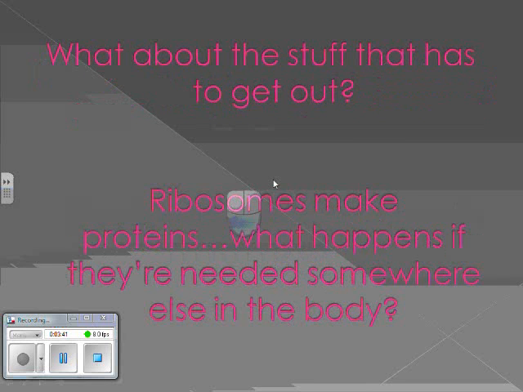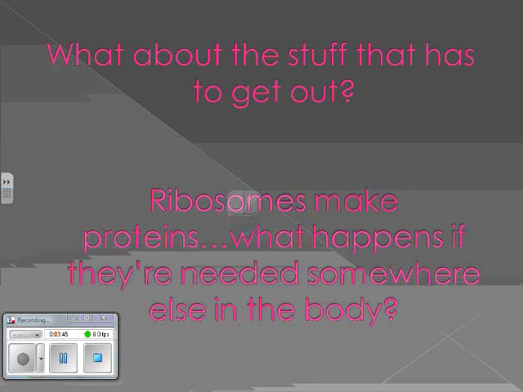All right? Likewise, there's stuff that needs to get out, right? Your ribosomes, that specific organelle inside of your cell that makes proteins, when those ribosomes make proteins, how do the proteins get from inside the cell outside the cell if they're needed somewhere else? All right? How do your cells get rid of waste? When your cell makes carbon dioxide, right? How does it get rid of it?